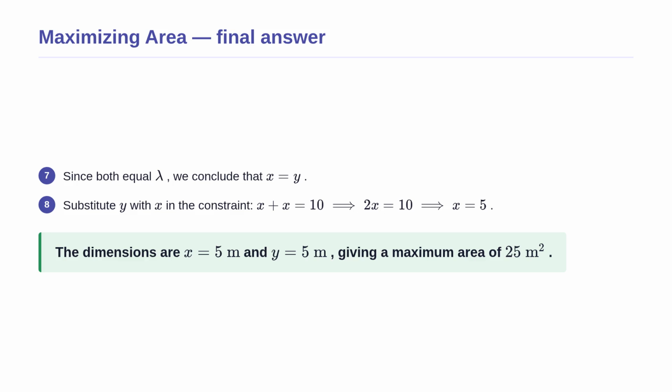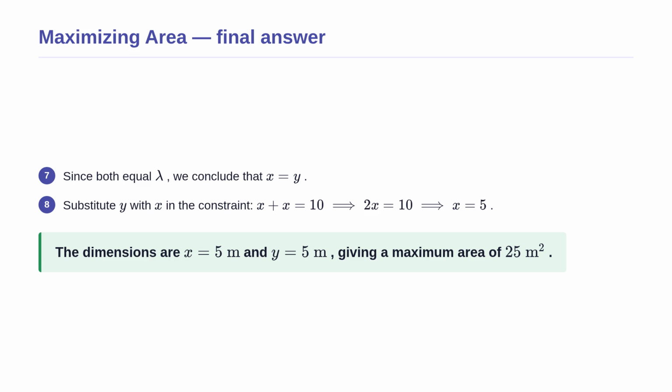Since both x and y are equal to the exact same lambda, they must be equal to each other. This tells the farmer that the pen must be a perfect square. We substitute y with x in our original constraint, giving us x plus x equals 10, or 2x equals 10. Dividing by 2, we find the width x is 5 meters.